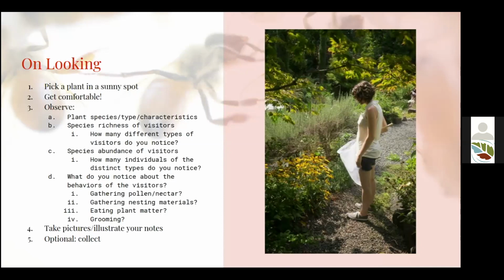Otherwise, other observations or things that you could note would be morphological characteristics: color of the bee, where you see their scopa, whether they have long antennae or short antennae, big mandibles. Really, sky's the limit there. Whatever you notice and whatever you observe is valid, and it's important to put down. You can take pictures, you can illustrate your notes, and then kind of as a final stage, you can collect your insects.